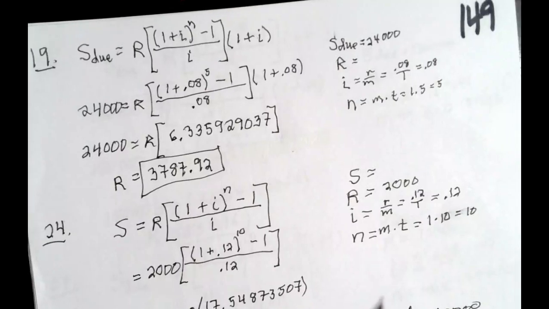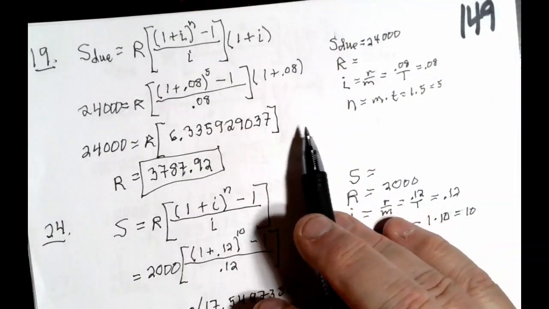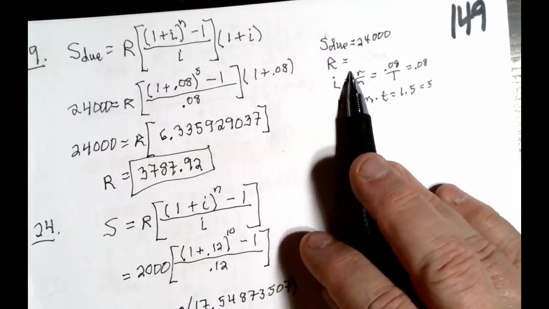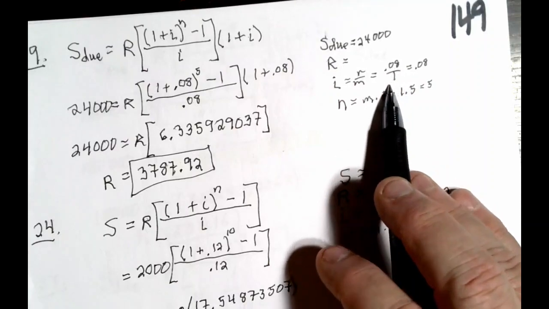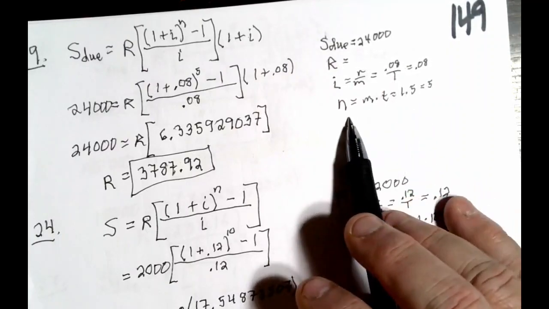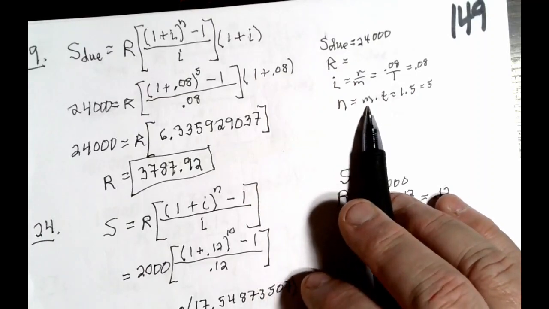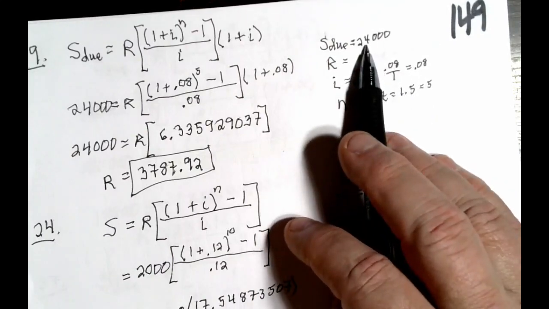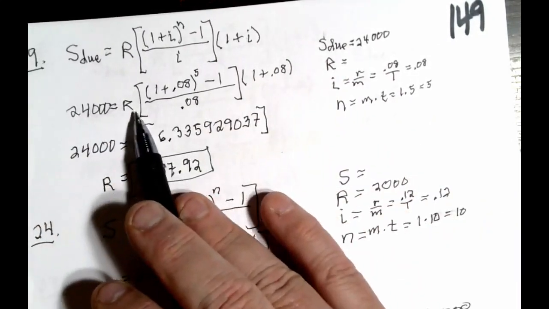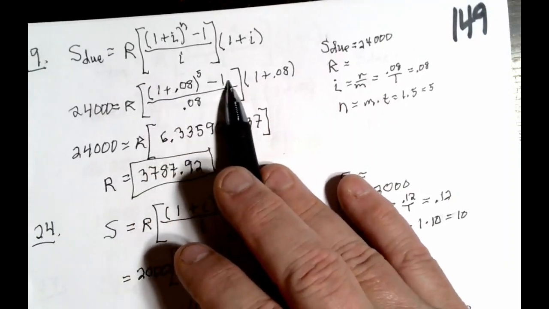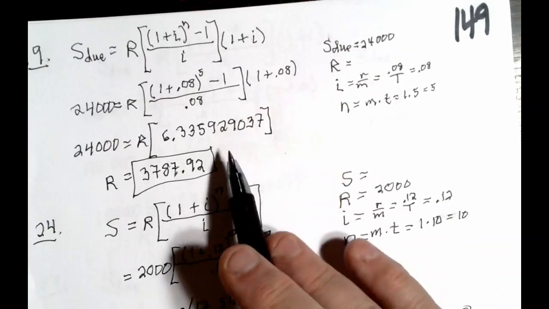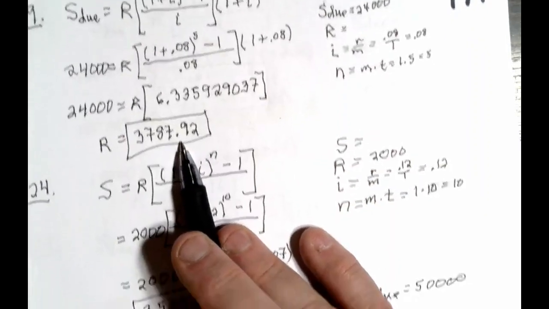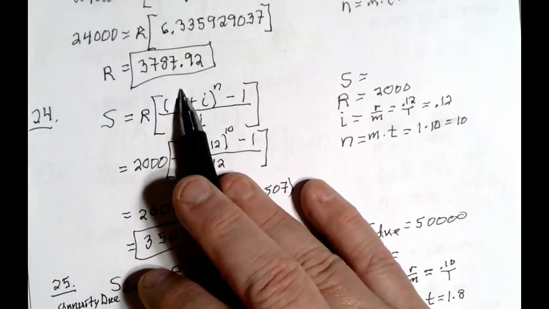Okay, 19. How much must be deposited at the beginning of each year? So they're asking what's the payment. In an account that pays 8% compounded annually, so 0.08 over 1 is 0.08. M is 1 since it's compounded annually, and T is 5, so N is 5. And they want to come up with 24,000 in the end. So 24,000 equals R, 1 plus 0.08 to the 5th minus 1 over 0.08, 1 plus 0.08. Crunch all that down, times that, and it gets you this guy here. Divide both sides by that, and this is what your R is. 3787.92.